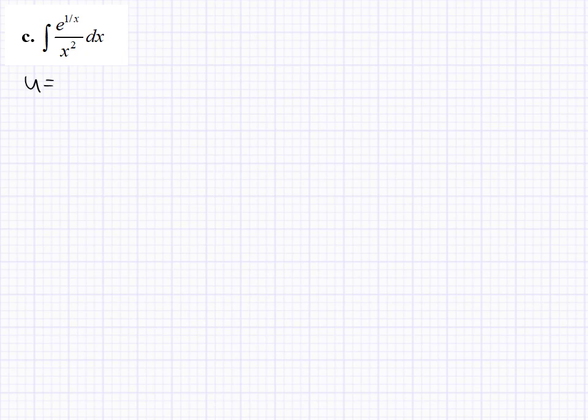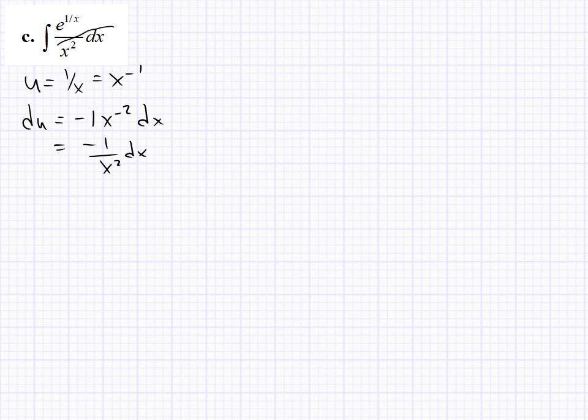You could let u equal 1 over x, you could let u equal e to the 1 over x, you could let u equal x squared. I mean, these are all different things you can let u be, and you see what happens in terms of your du. What's going to work out is if I use the first one. If I let u equal 1 over x, which is the same thing as x to the negative 1, du will be negative 1 x to the negative 2 dx, which really is the same thing as negative 1 over x squared dx.